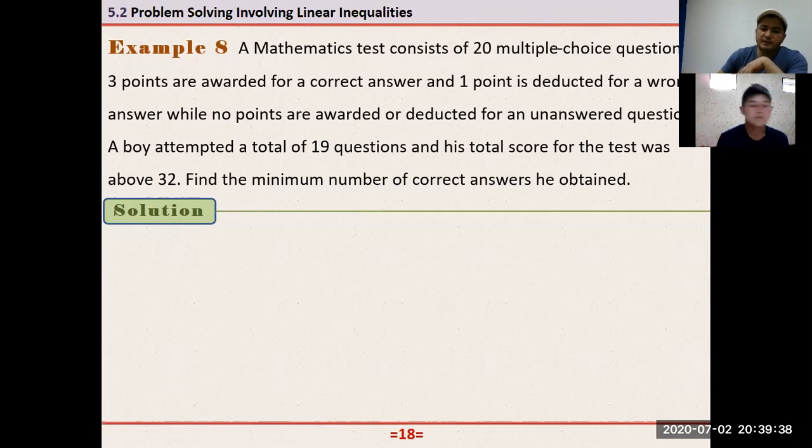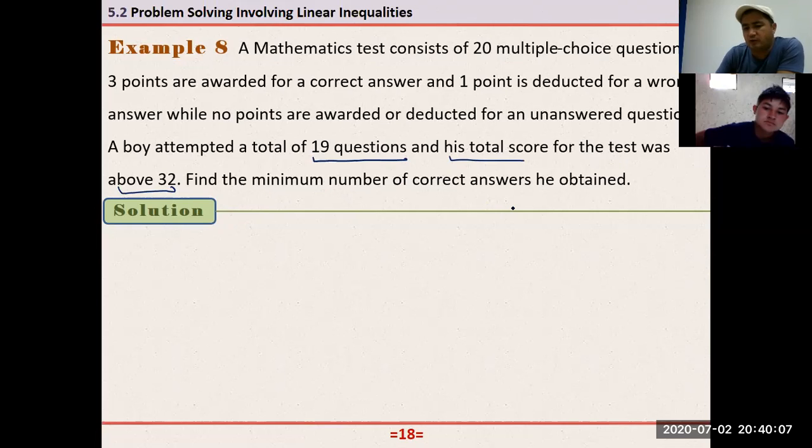Endi bu yerda nima deyapti? A boy attempted a total of 19 questions. And his total score for the test was above 32. Find the minimum number of correct answers he obtained.